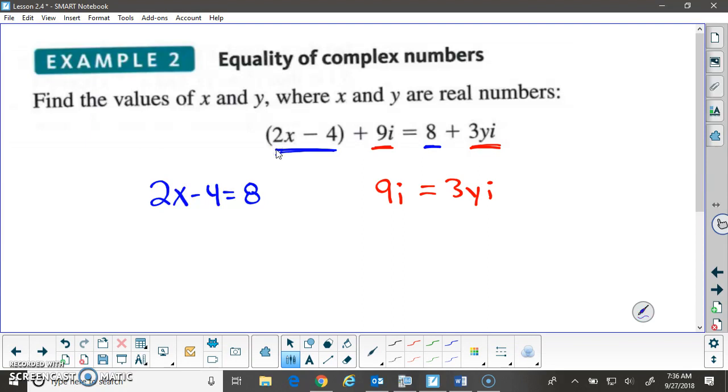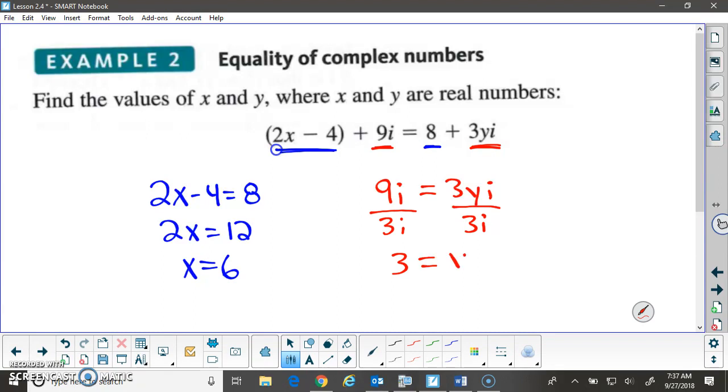So now in doing this, we can obviously solve for x over here. x equals 6. And over here on the right-hand side, we can divide both sides by 3i. And in doing so, we get 3 equals y. So we just solve for x and y.